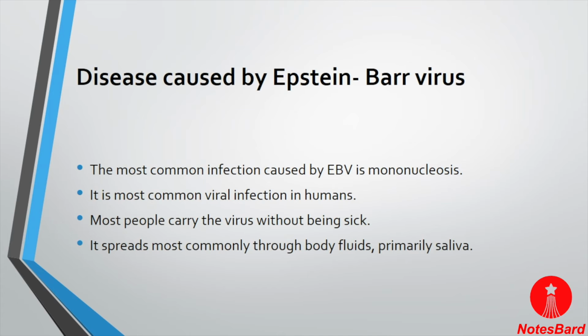It is very common among teenagers and also among children or infants, and most people carry the virus without being sick, which means they are asymptomatic. It spreads most commonly through body fluids, primarily saliva, by using some personal items, by kissing, and by using toothbrushes, and by many other methods it can be spread in the community.